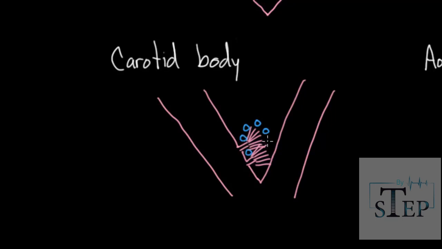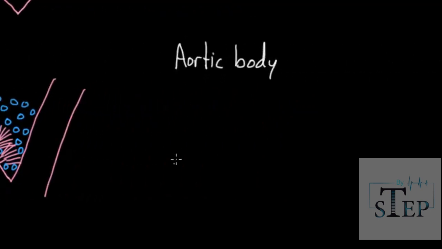And these cells are, of course, going to get the nutrition from the capillary, and taken together, all these cells, if you kind of zoom out of this picture, this would be a little body of cells or a body of tissue, and that's why we call this the carotid body.